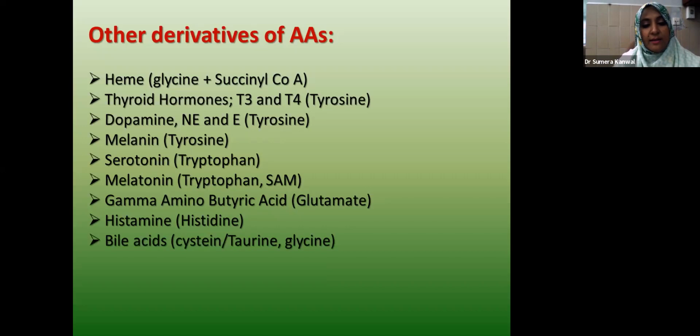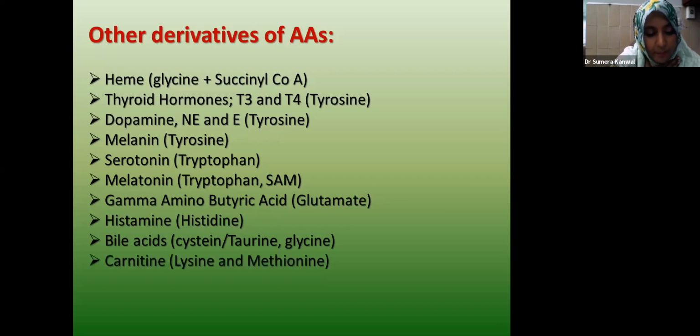Bile acids also utilize some amino acids like glycine, cysteine, or taurine. Carnitine is a nitrogen-containing compound which comes from the amino acids lysine and methionine. This carnitine is required for fatty acid oxidation. It is a carrier molecule, a transport molecule, during fatty acid oxidation.